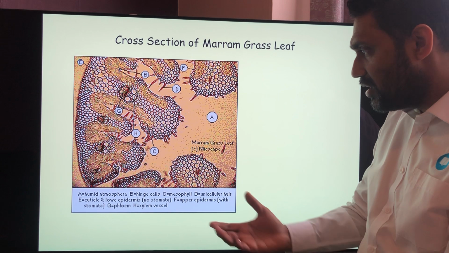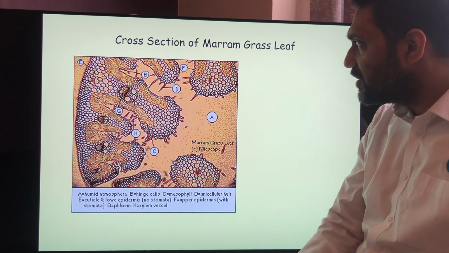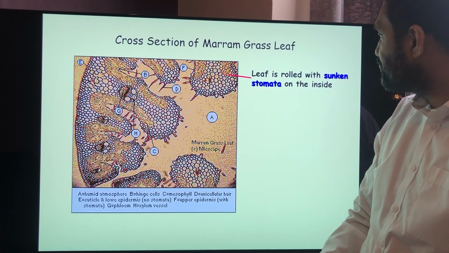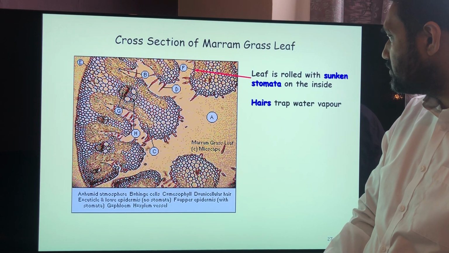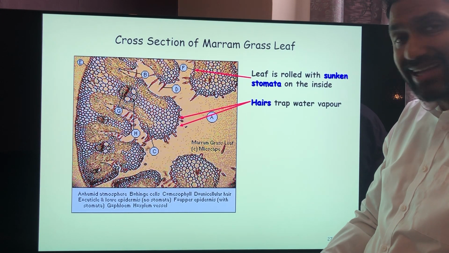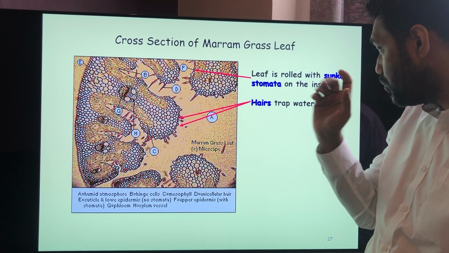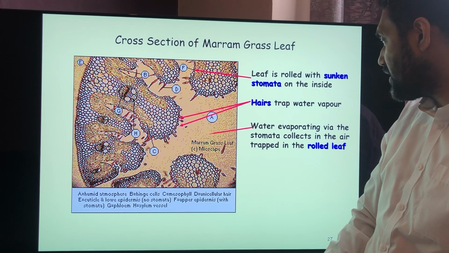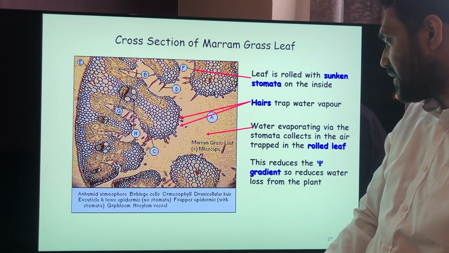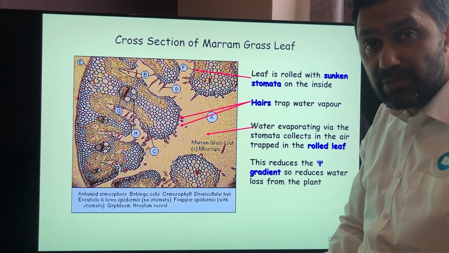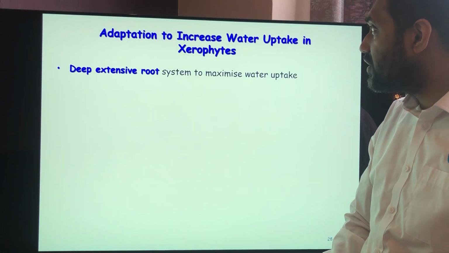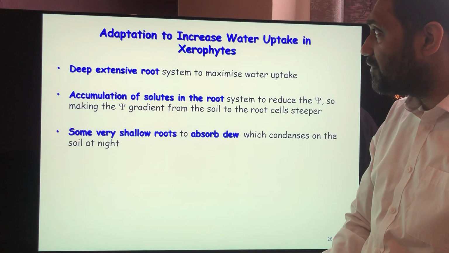The leaves are rolled inwards on themselves so that the stomata are inside. So you've got your sunken stomata there. The hairs also inside the marram grass will trap water vapor, so you get a layer of moisture, of water in there. The water vapor will also get trapped in that little space, and that's going to reduce the water potential gradient.